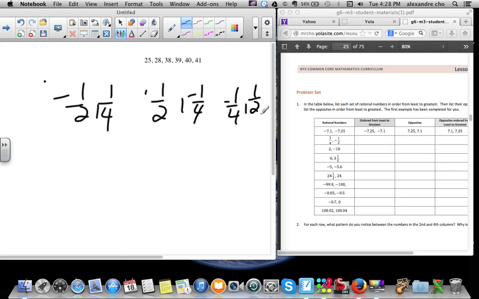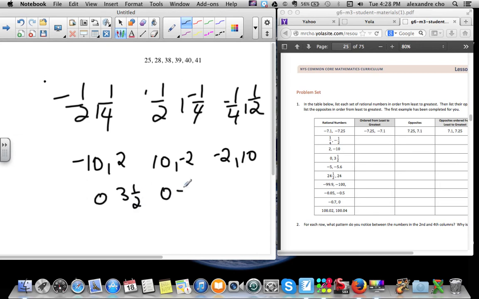And then you want to order these two from least to greatest, and it would be negative 1/4 and then a half. Okay. So 2 and negative 10, order those two numbers from least to greatest. Negative 10 is always, of course, the smallest. Negative 10 and then 2. Their opposites are 10 and negative 2, and ordered from least to greatest, it would be negative 2 and 10. 0 and 3.5 from least to greatest is 0 and 3.5. Their opposites are 0 and negative 3.5, and ordered, it would be negative 3.5 and 0.